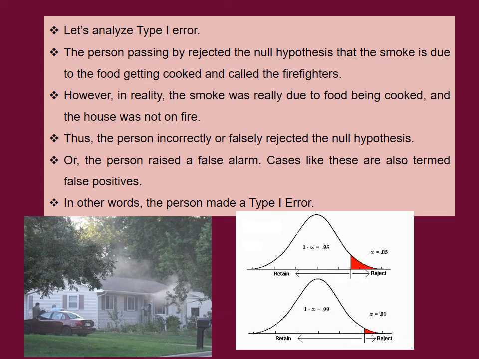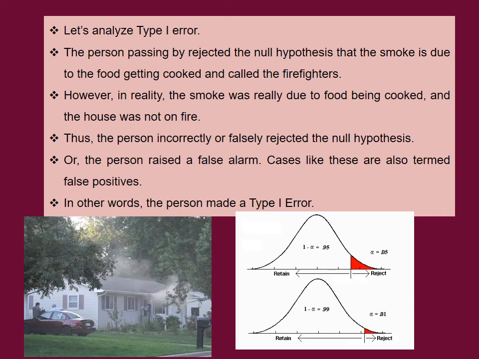Firefighters. Then what will happen? However, in reality, what is the reality? Actually, the null hypothesis is correct. This smoke is due to the food being cooked and the house was not on fire. But he wrongly decided the house is on fire and called the firefighters. Thus, the person incorrectly or falsely rejected the null hypothesis, or the person raised a false alarm.